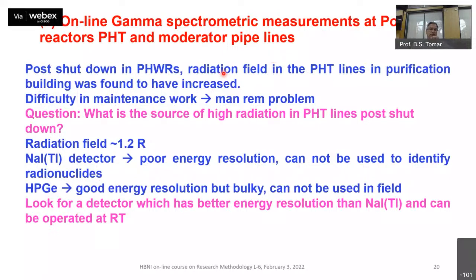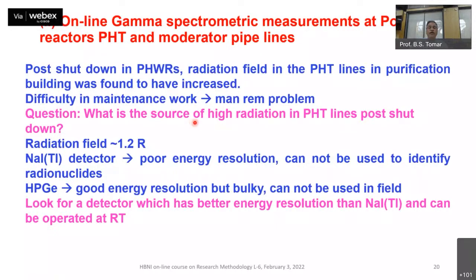Now, the radiation field should not have gone up. So they were very much surprised why this radiation field should go up and how people will go and do maintenance work, because people will be receiving the high radiation dose. So the question before us was, what is the source of the high radiation in the primary heat transport lines after the shutdown? This is the question that was posed to us.